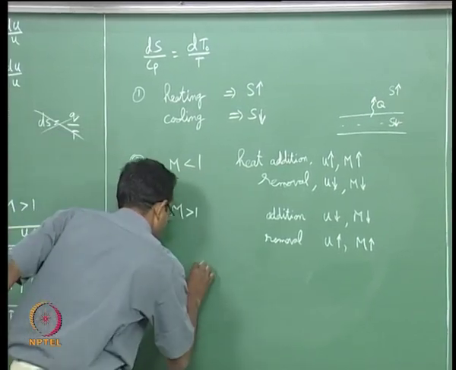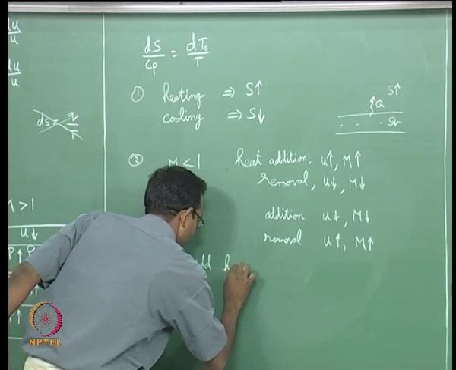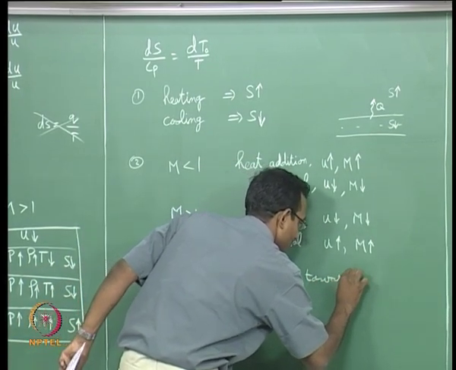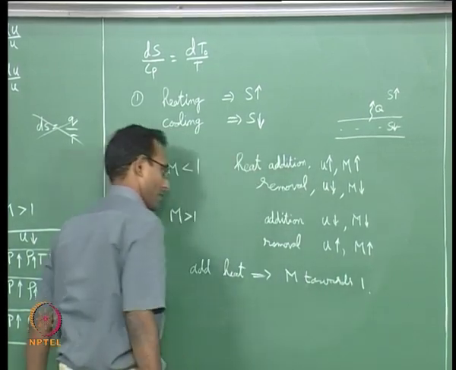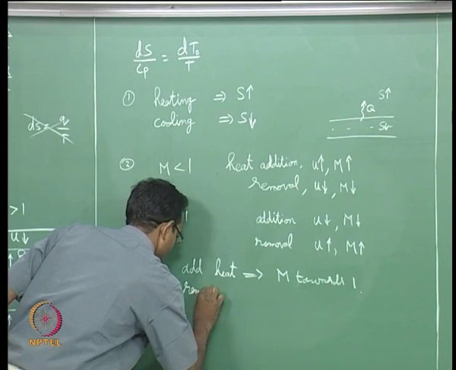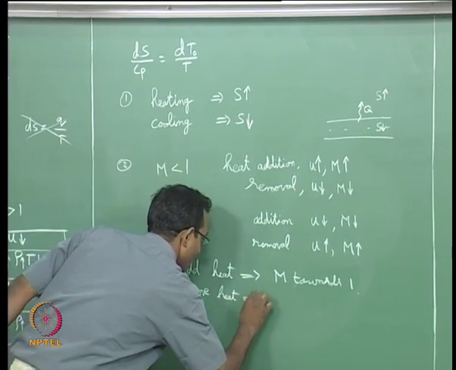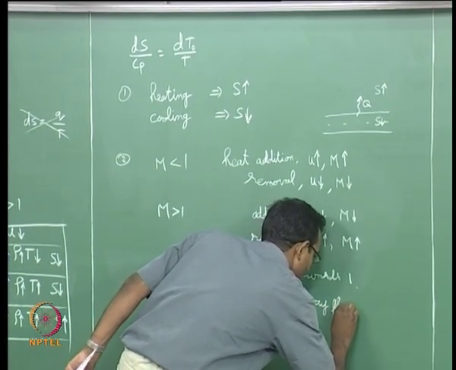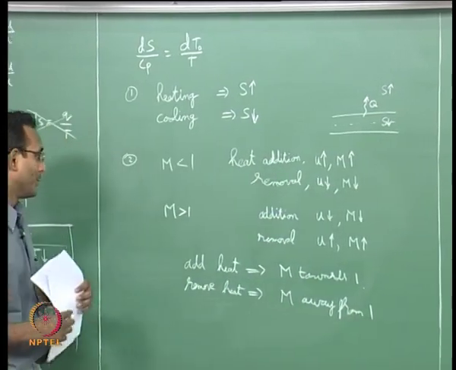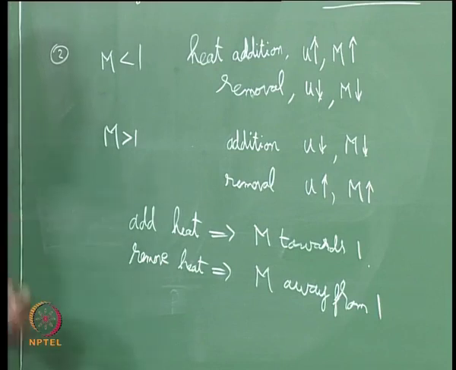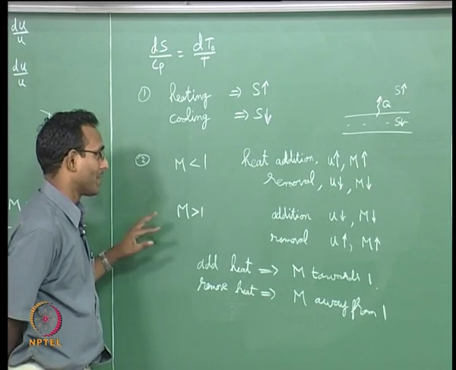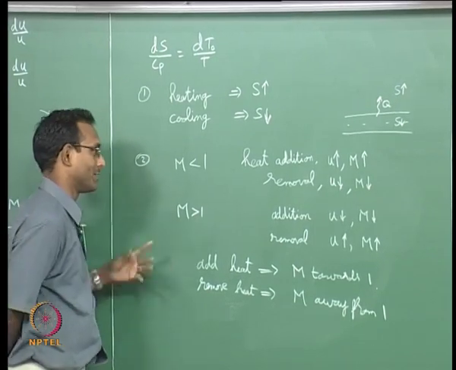If I add heat, this is going to take M towards 1. If I remove heat, then I am going to go M away from 1. Main thing you need to remember are these two. If I add heat, my system is going to tend towards M equal to 1. That is what these four lines are saying basically. And if I remove heat, I am going to have my Mach number going away from M equal to 1. Very important things we have to remember.